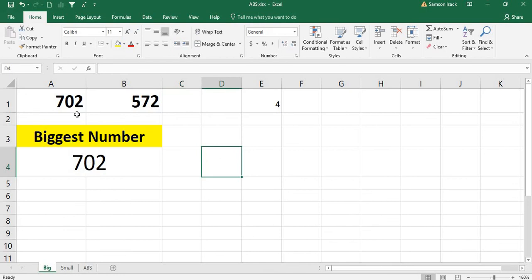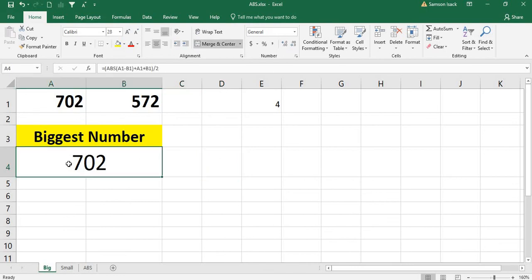Okay, this way you can use the absolute function to find out the biggest number without comparing two numbers. I hope you like this video, and God bless you.